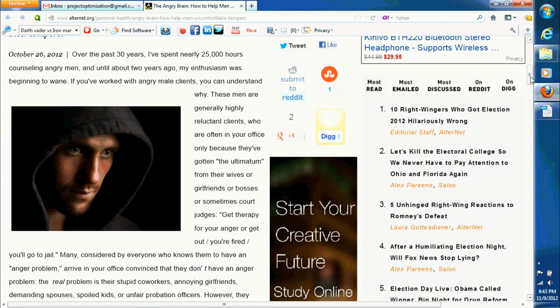Or let's say he was fired. Just because he was fired doesn't mean that he didn't get therapy for his anger. He could have just been really terrible at his job. Let's say he went to jail. Again, that doesn't necessarily imply that he didn't get therapy for his anger. He could have stolen something.